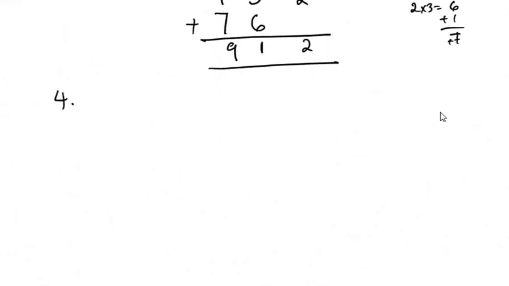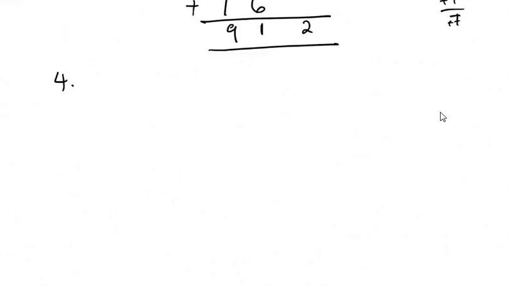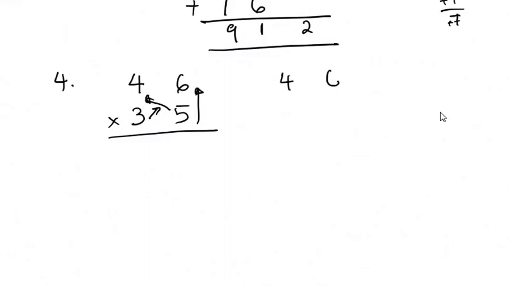Number 4. Let's do 46 by 35. So we multiply, same process, doesn't change at all. 5 multiply 6, 5 multiply 4, 3 multiply 6, 3 multiply 4. And then we have our final answer. So let's do this. 46 by 35. So we'll put the multiplication.